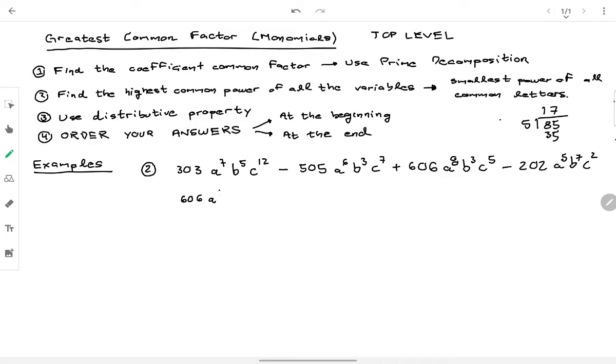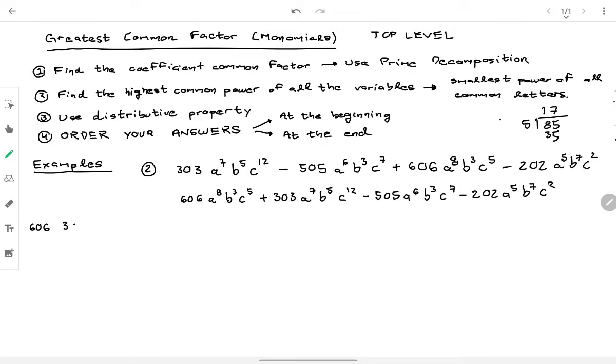So it will be 606 a to the 8, b to the third, c to the 5. Then it's going to be plus 303 a to the 7, b to the 5, c to the 12, minus 505 a to the 6, b to the third, c to the 7, minus 202 a to the 5th, b to the 7, c squared. So we need to do the prime decomposition of the numbers.